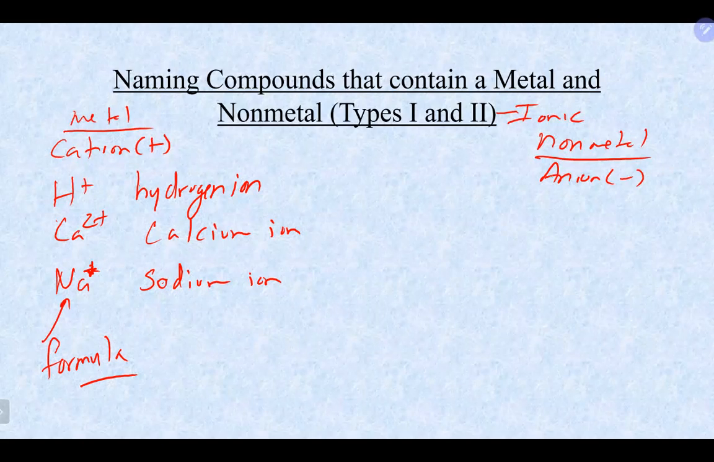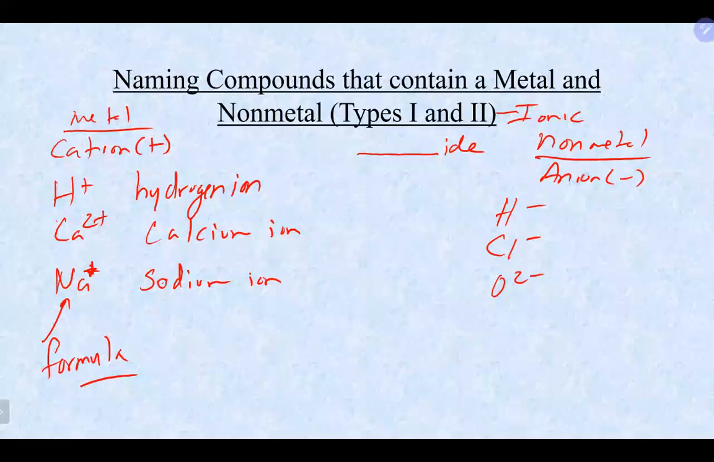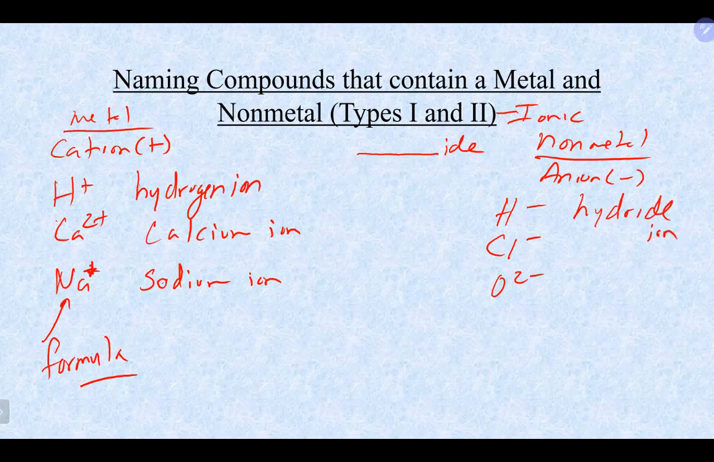On the negative side, you could have something like H minus, maybe Cl minus, maybe O2 minus. The negative guys, the nonmetals, we drop the last part of the name and we add IDE to it. So hydrogen would become the hydride ion. Cl, chlorine, would become the chloride ion. And oxygen would become the oxide ion.